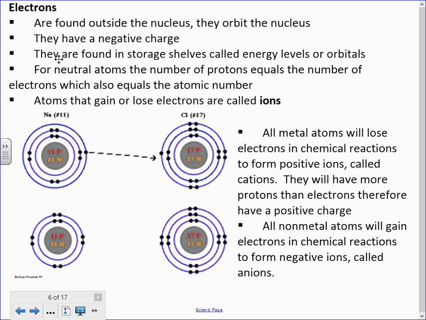So we're going to talk about electrons. I'm going to talk about what's written at the top and what's written on the side and then the picture. So don't think that you have to scroll this all down. Each thing will get discussed.